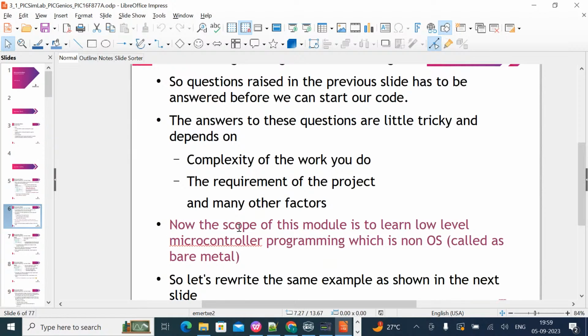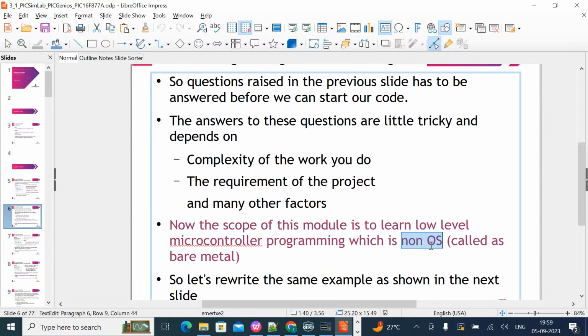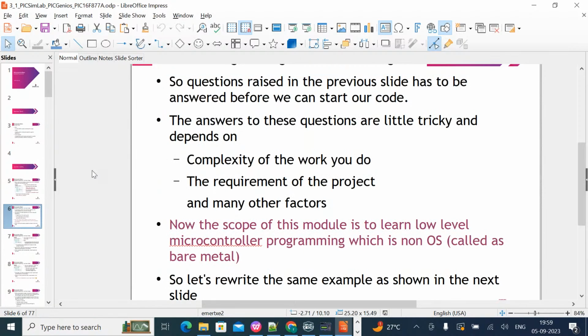But what is our aim? What is the scope of this module? In this module, we want to learn low level microcontroller programming, and that will be non-OS based. So do we have an operating system in it? The answer is no. So what type of approach are we using? We are doing bare metal programming. What do you mean by bare metal programming? It is the programming which is non-OS based. Since we are doing a simple task which doesn't need an OS, this is bare metal programming.